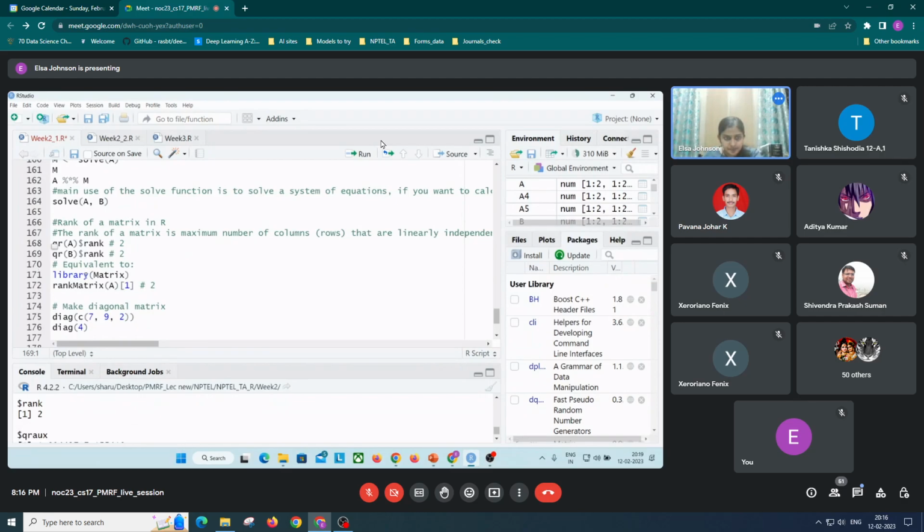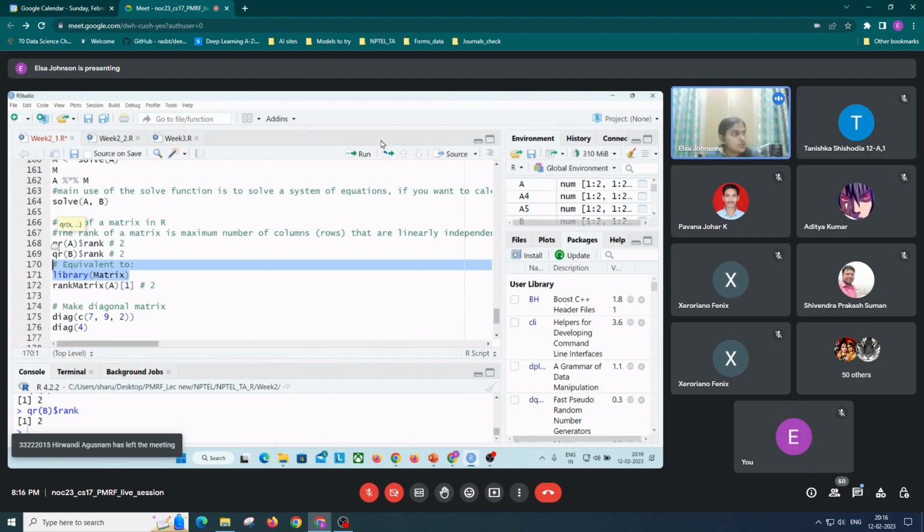Then there is another option. If you want to get just the rank, then you can type QR of A dollar rank, and you can see the rank for the matrix. Then again there is another way also. I also have to look at other QR things, so you can also search that.